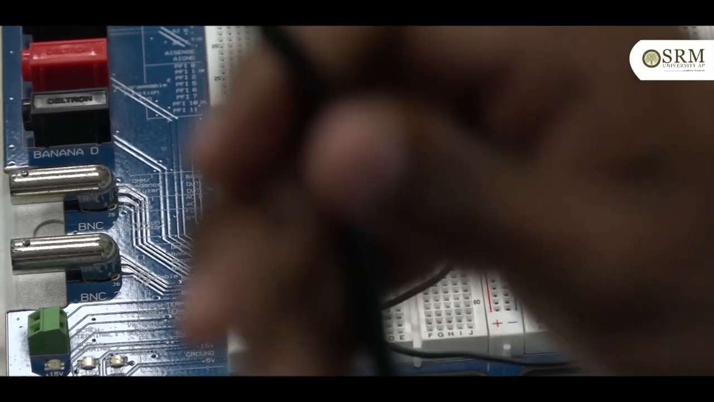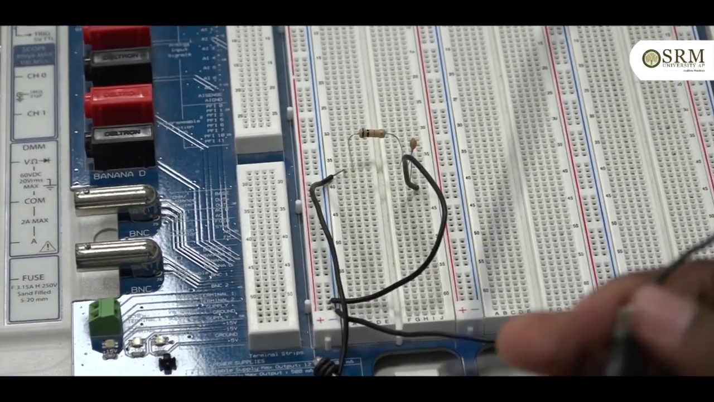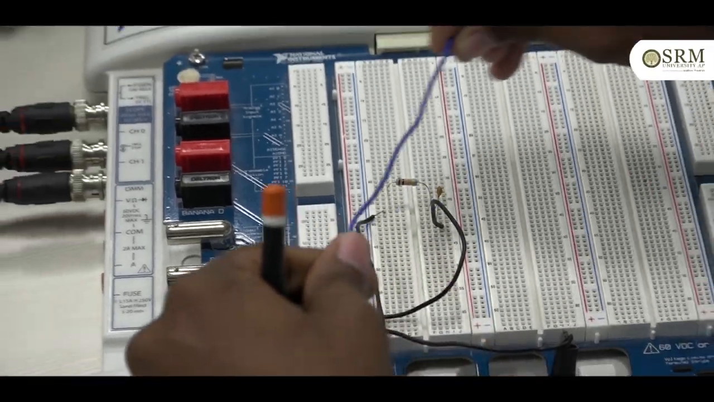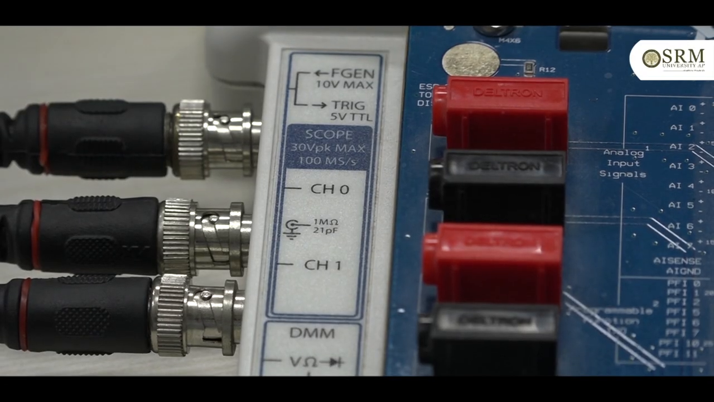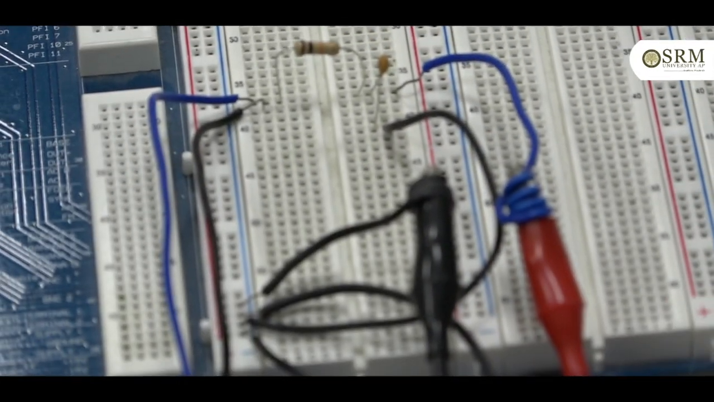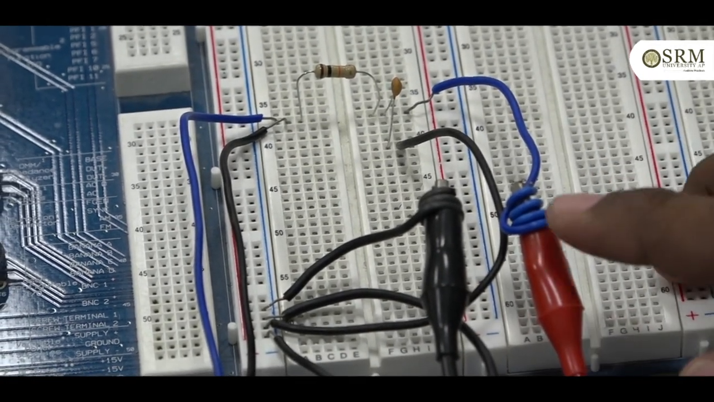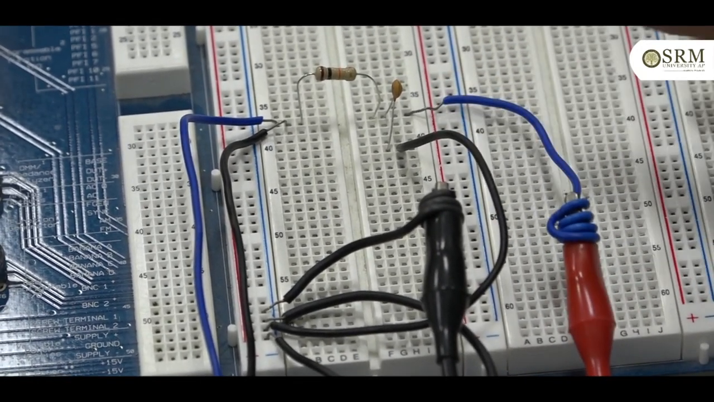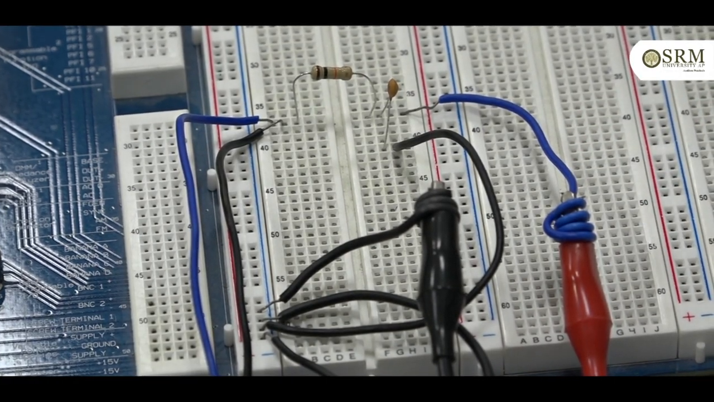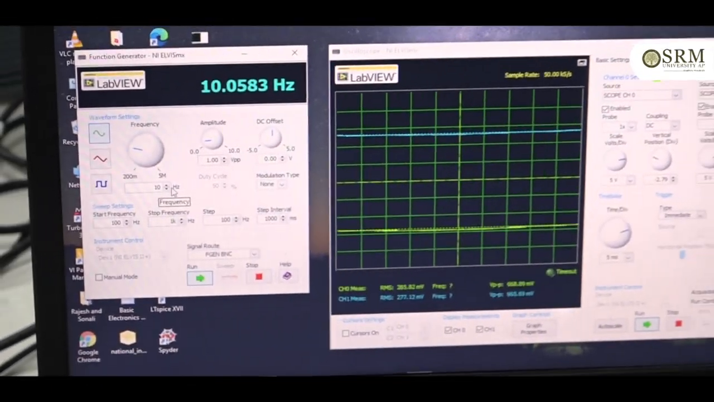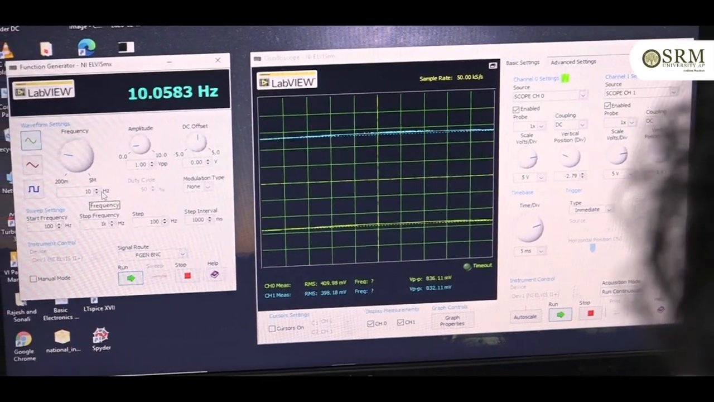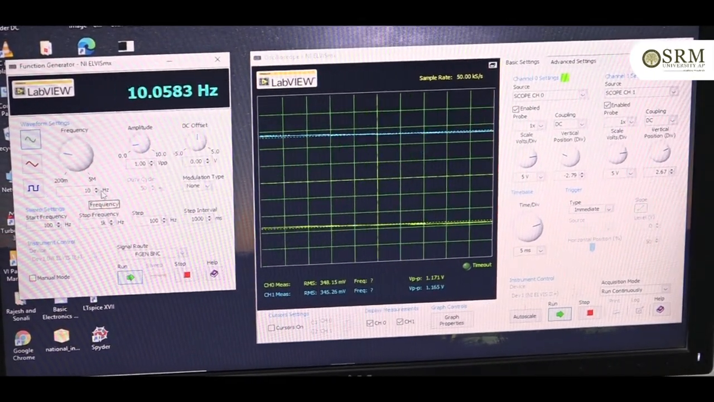Next, channel 0 is connected to see the input signal. The function generator is given to the input and the ground is connected here. Channel 0 is connected to the input, and channel 1 is connected to the output of the oscilloscope. Let us see it in the oscilloscope. Here it is a low pass filter. The main function of this low pass filter is that it allows only low frequency signals.